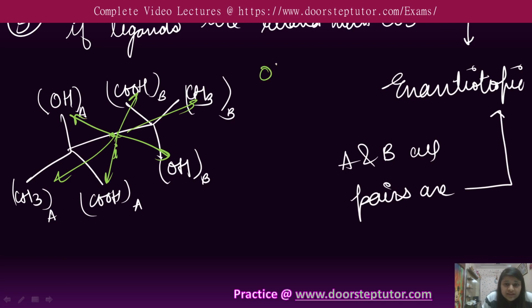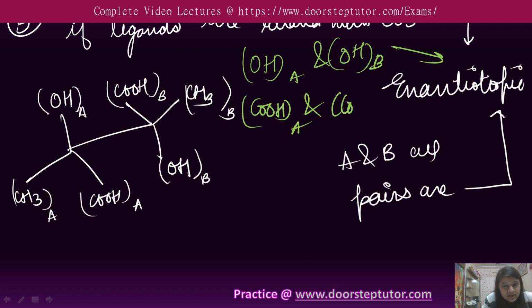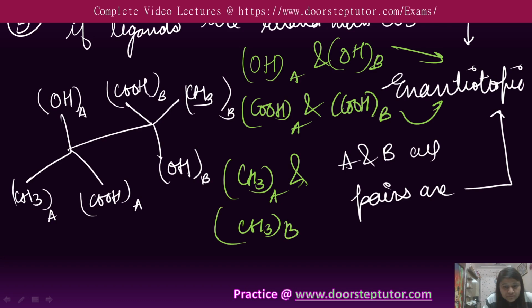So we can say that OHA and OHB are enantiotopic. We can say COHA and COHB are enantiotopic. CH3A and CH3B are also enantiotopic. So these are the ligands.